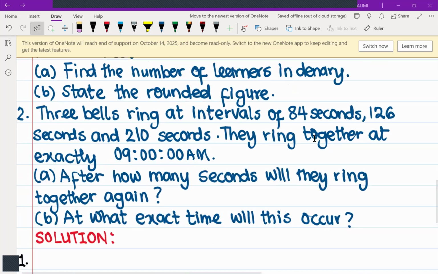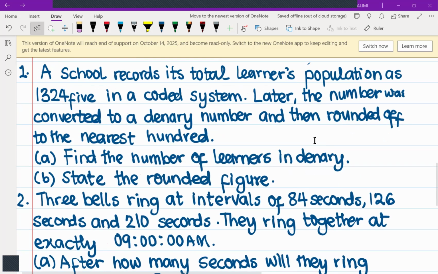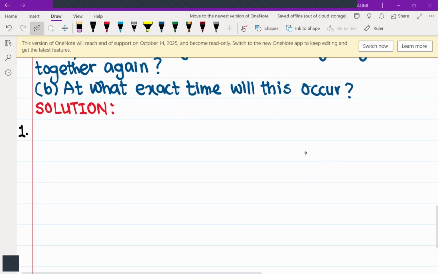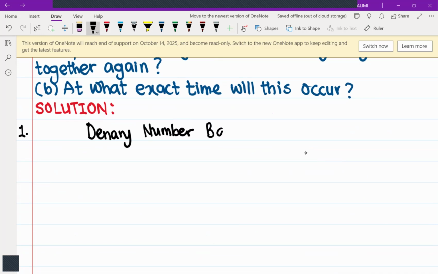So what do we do? The first thing we do is what? According to the question, it said later the number was converted to a denary number. What is a denary number? A denary number base is a base 10. Is a number in what? In base 10. So what do we do?